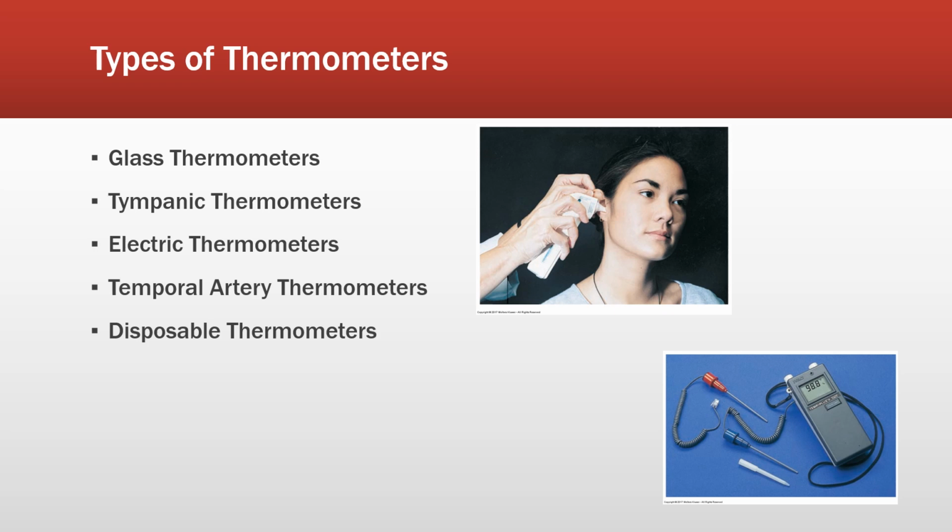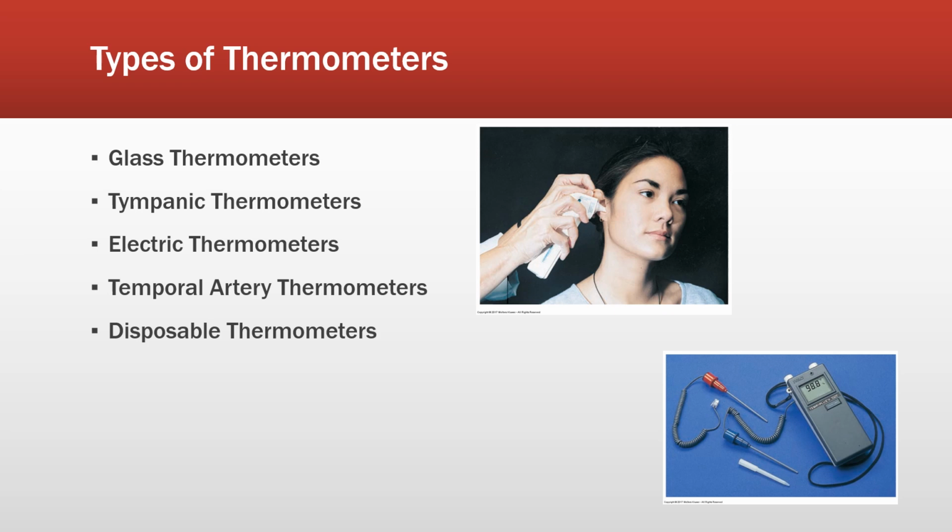Different types of thermometers. There are glass thermometers, which we really don't use that often any longer. With the glass thermometer, they used to be mercury, but now it's non-mercury. They're wider, and they're really inconvenient because you have to hold them in place 3 to 5 minutes, depending on where you're taking the temp.